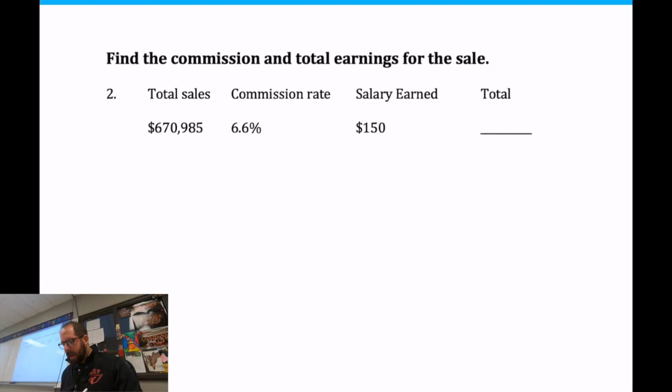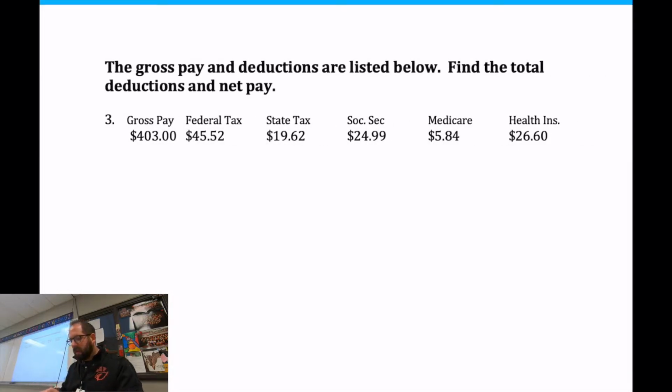So 3, you have to figure out the gross pay, which is what they provide you, and then you have to deduct all those things. I would say figure out all the deductions: federal tax, state tax, Social Security, Medicare, and health insurance. Add those all up so I can see what that total is, and then subtract it off the gross pay to figure out what your net pay is.